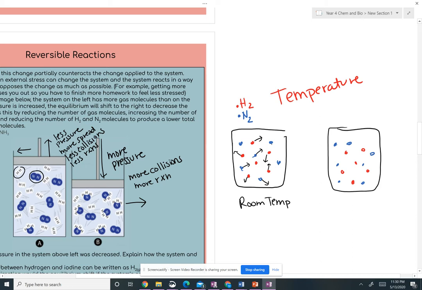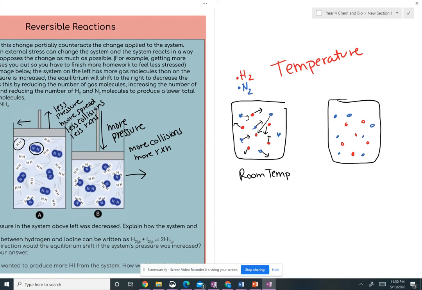But only the ones that collide are going to be the ones that actually form a reaction. So you have to remember, like I said on here, if you have more collisions, you have more reactions. Ultimately, this one is going to have fewer collisions and less of a reaction. That's one of the things we talked about earlier in the year: if you heat something up, you make the reaction go faster.